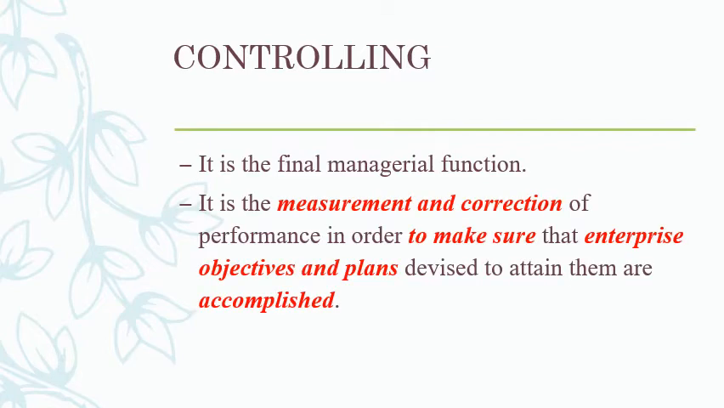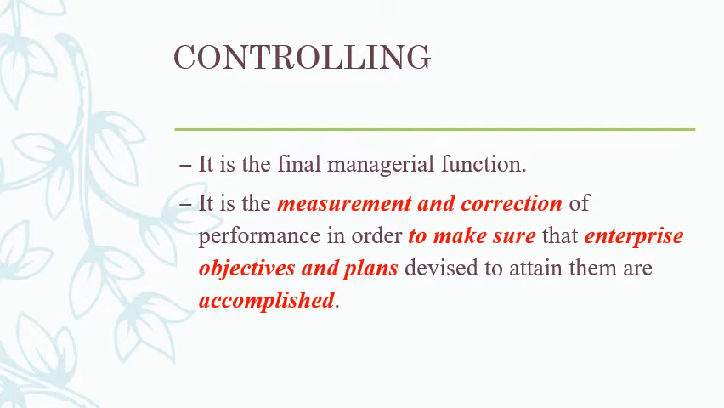By definition, controlling is the measurement and correction of performance in order to make sure that enterprise objectives and plans devised to attain them are accomplished. That is, controlling involves mainly two functions. First one is we want to measure our performance or we want to measure our actions. Then second function is we need to correct our performance if necessary.